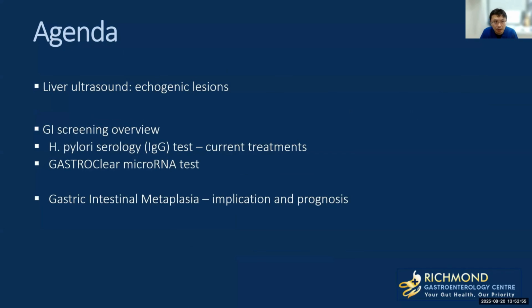So today's agenda, we're going to talk about liver ultrasound. What are the characteristics of lesions you commonly see during health screening? And then we'll deep dive into other common GI screening tests such as H. pylori and GastroClear. For the second half, as it is related to GastroClear, I'll talk a little bit about gastrointestinal metaplasia. What is the implication for our patients?